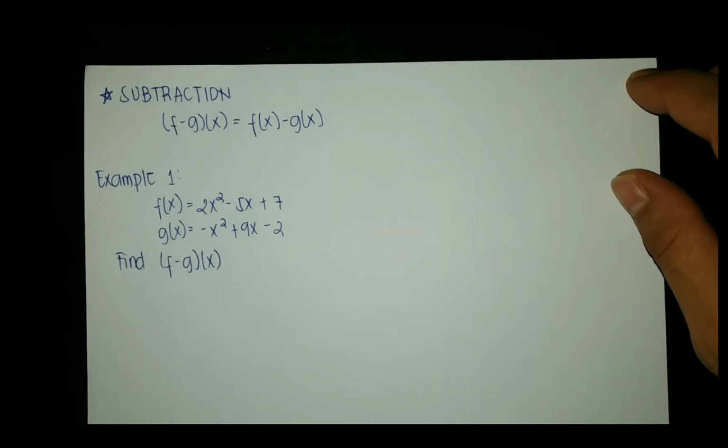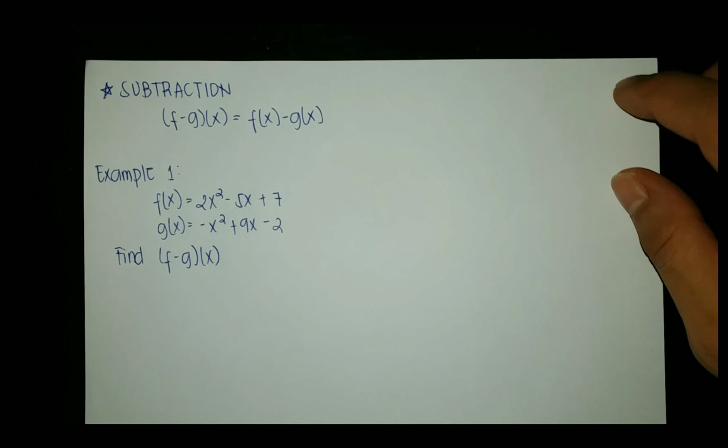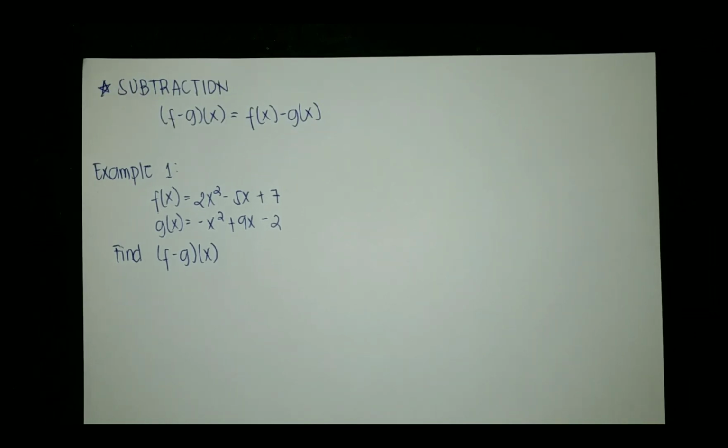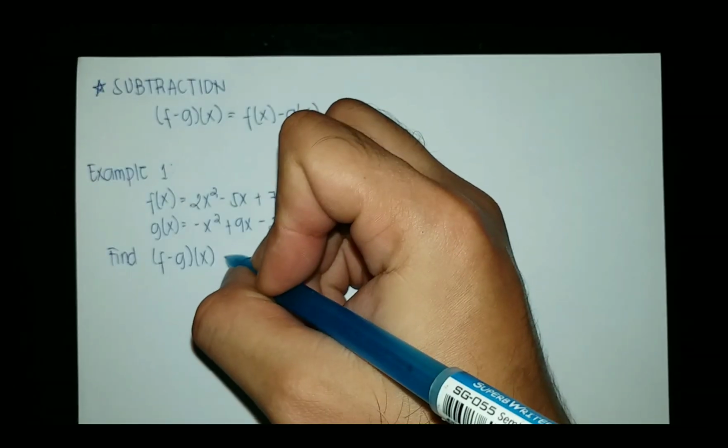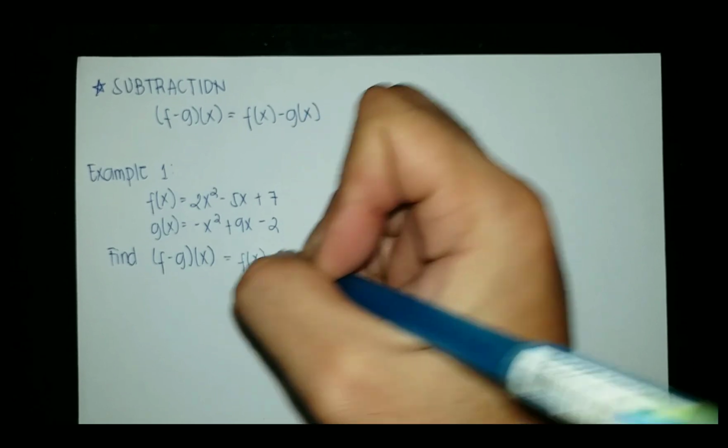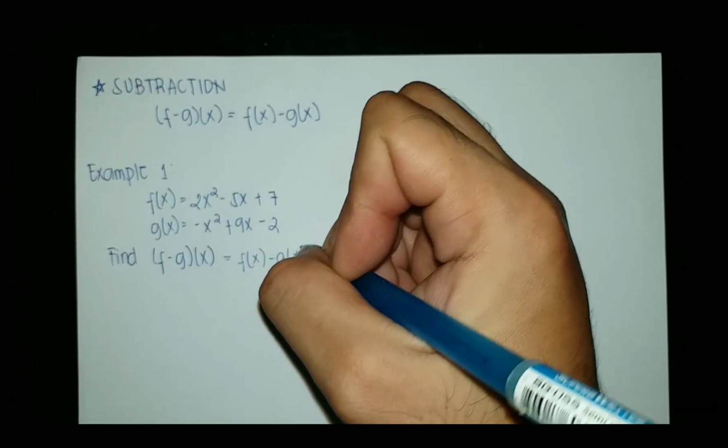given two functions f of x and g of x, where f of x is equal to 2x squared minus 5x plus 7, and g of x is equal to negative x squared plus 9x minus 2. Find f minus g of x. So f minus g of x is also the same as f of x minus g of x.